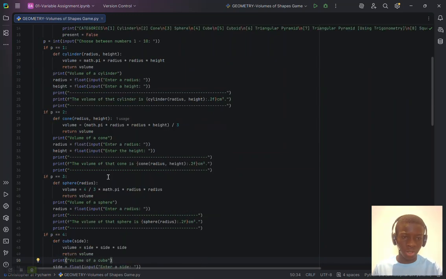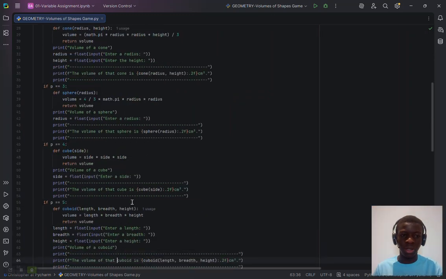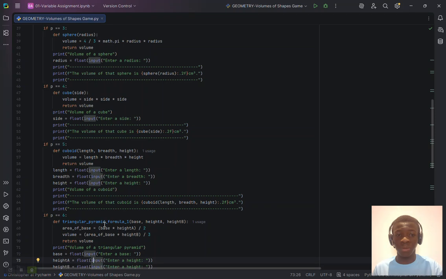Sphere is 4 pi r cubed over 3, 4 over 3 pi r cubed. That's definitely 4 over 3 times pi r cubed. That's what a sphere is. It's round. Cube is a cubed. Cuboid is length times breadth times height, which is also known as a times b times c.